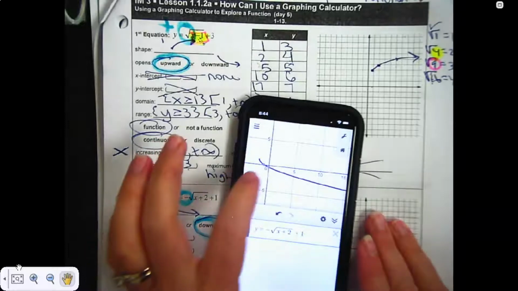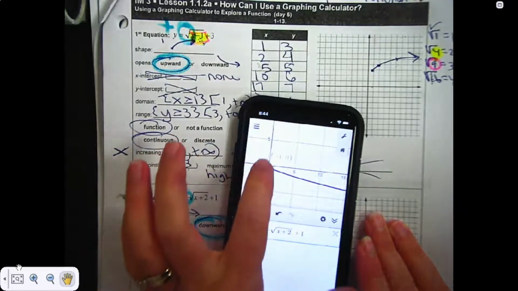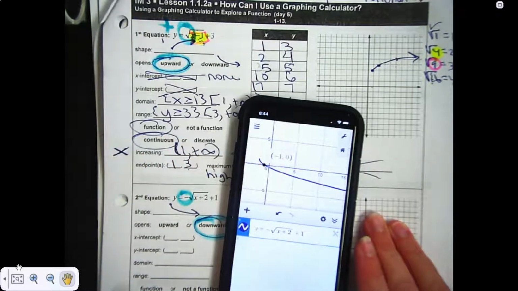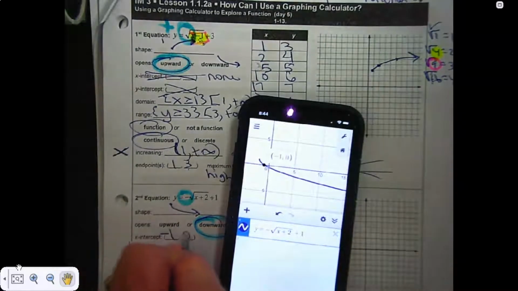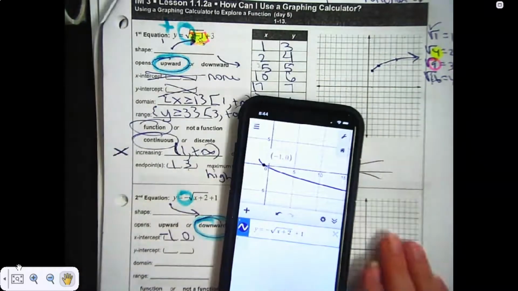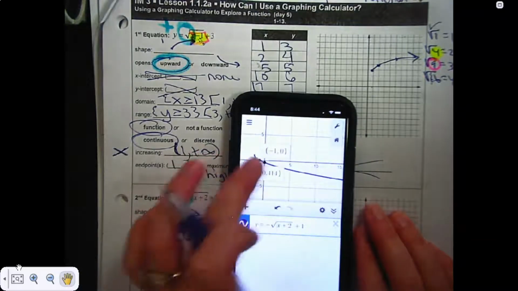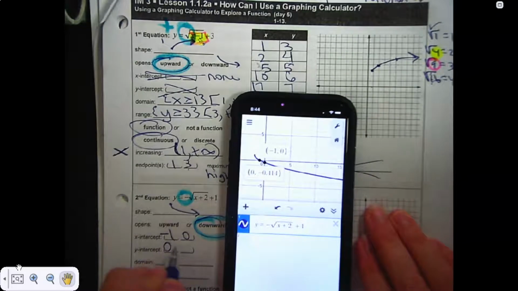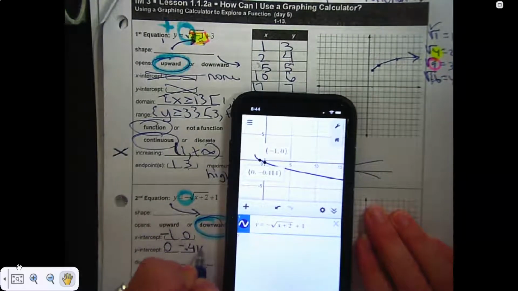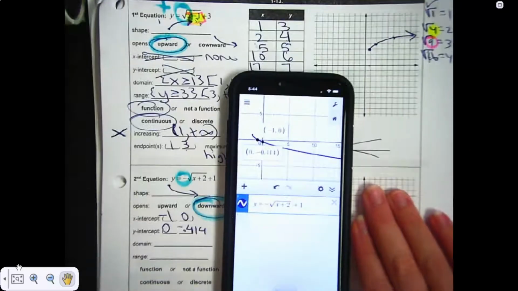X-intercept. Oh, this time there is an x. Is there an x-intercept? Yes. Negative 1, 0. So there is an x-intercept. And again, I encourage you to do this yourself. You're going to be using these types of things to help you. The y-intercept, what's nice is I can touch right there. 0, negative 0.414.